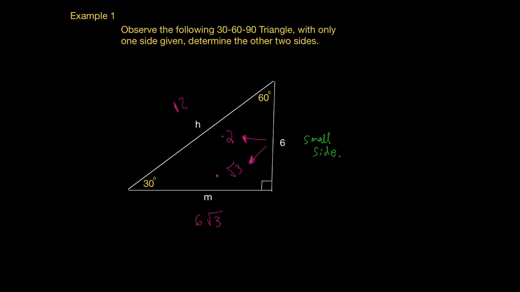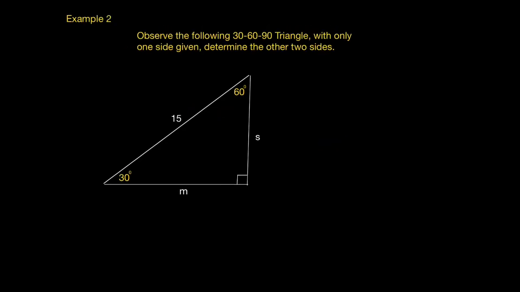And we're done. That's it. We figured out H, we figured out M. We were able to determine the other two sides using a 30-60-90 triangle. And that's all there is to this. Let's just do one more example so you can get started with the practice. Now we're doing the same thing. Observe the following 30-60-90 triangle with only one side given. Determine the other two sides.